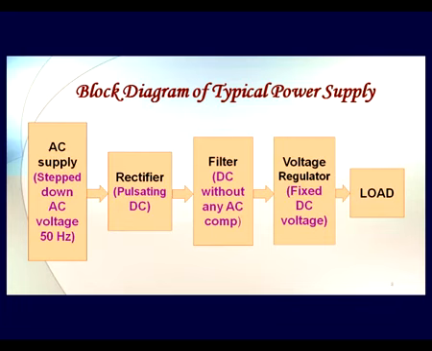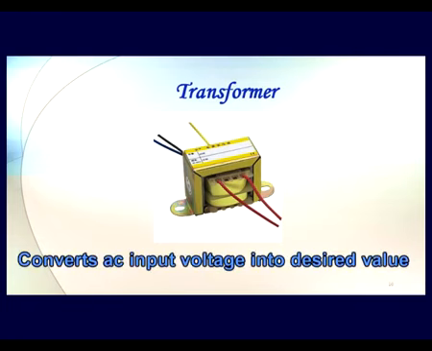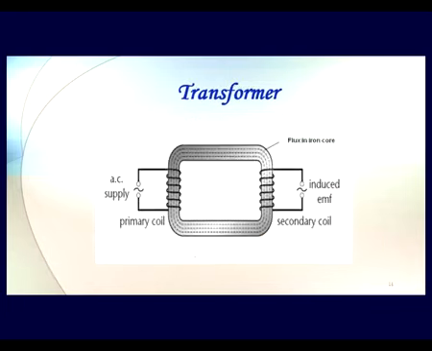Now the first component that we were discussing is the one that converts the AC input voltage into the desired value. This is done by a component called a transformer. As you know, a transformer essentially has two coils. There is a primary coil where we apply our AC mains supply, and there is a secondary coil where we get our output of desired value. Now how does this happen? Basically by the induction rule.